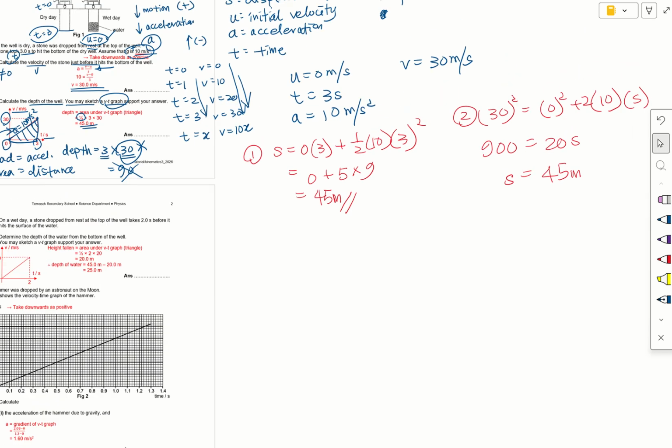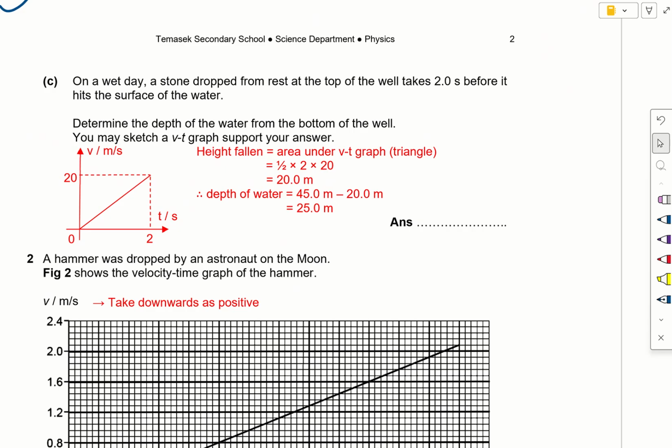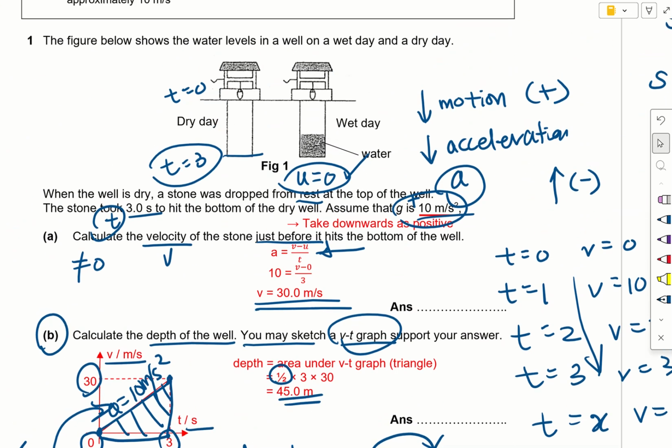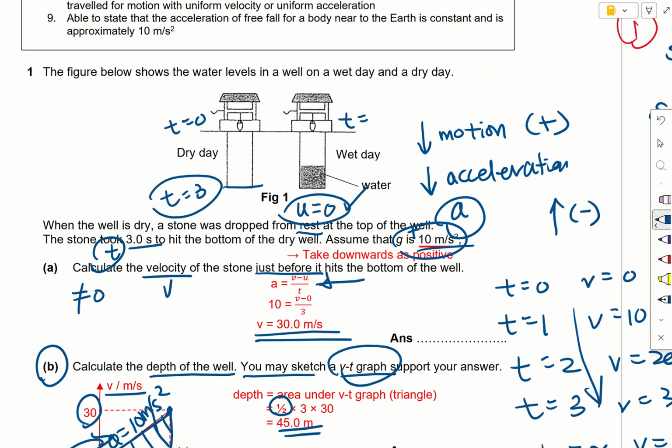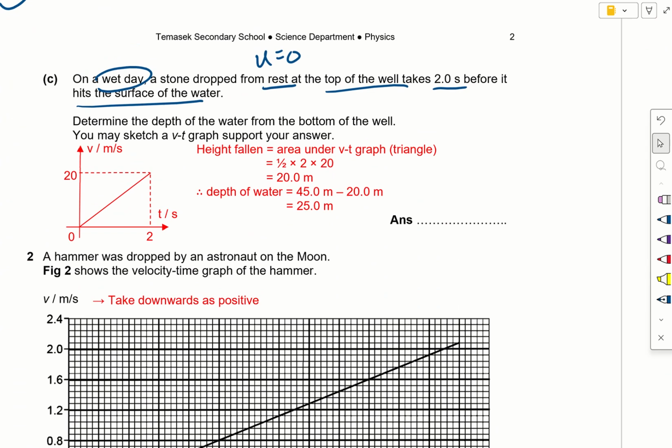Next part of the question, part C. On a wet day, a stone is dropped from rest, so U equals 0. At the top of the well, it takes 2 seconds before it hits the surface of the water because it is wet. So if we look at the diagram here, it only went from T equals 0 to T equals 2. So it's a shorter distance traveled before it hits the water.